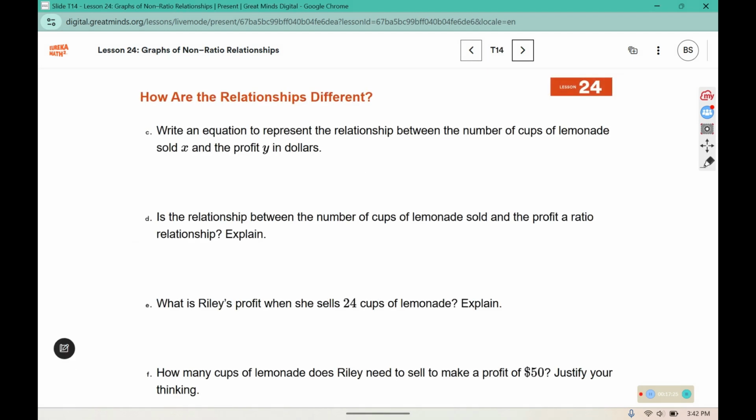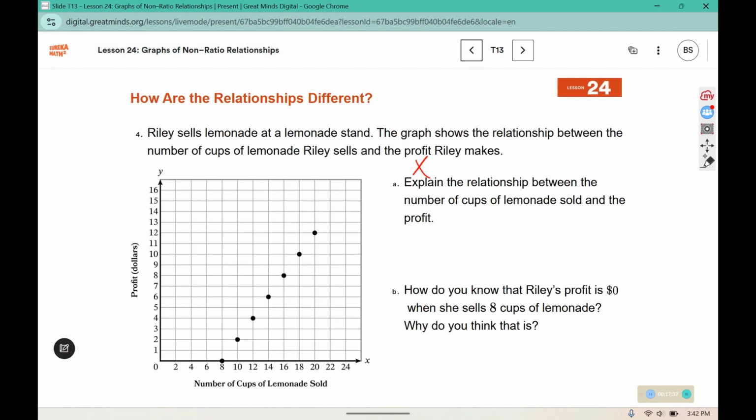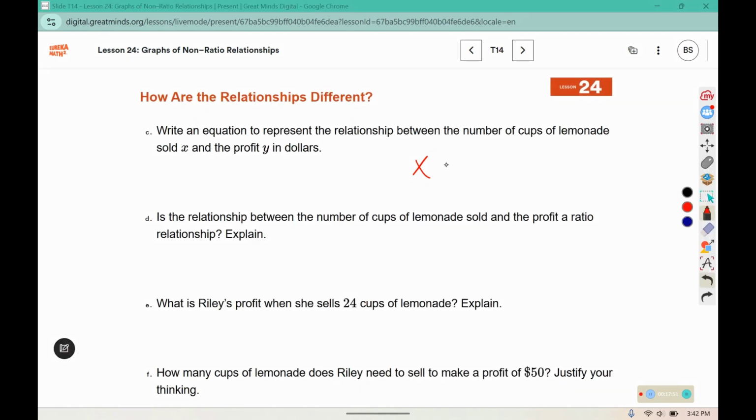Write an equation to represent the relationship between the cups of lemonade sold, x, and the profit in dollars. So if we start with the cups, 8 minus 8 is 0. 10 minus 8 is 2. So the profit is the number of cups sold minus 8.